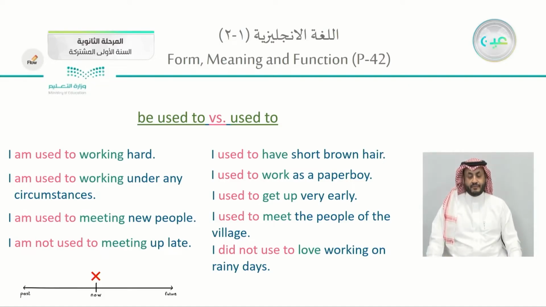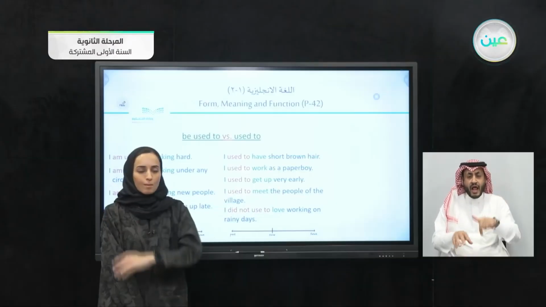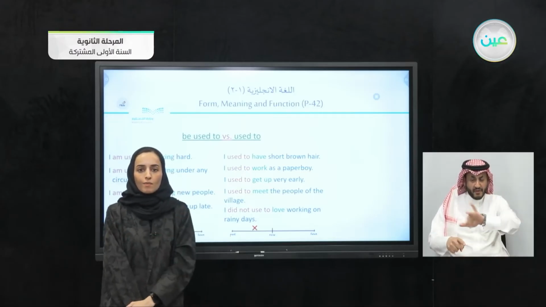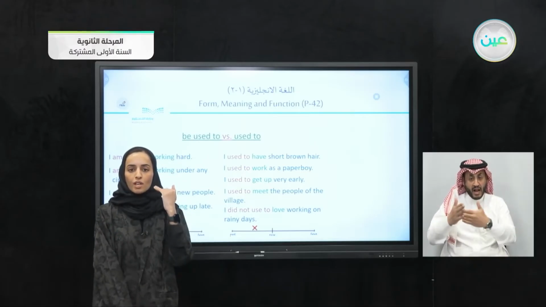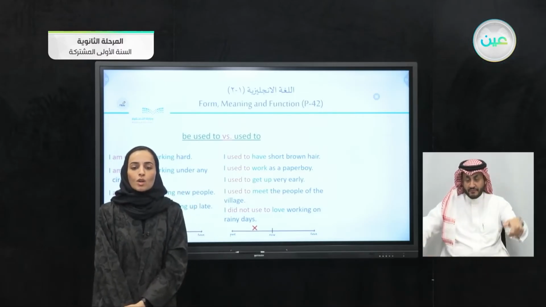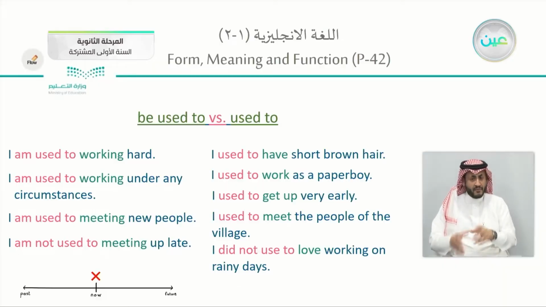When we are using used to, we are actually speaking about actions that happened in the past. So it happened and it is all done. I used to have short hair. Nowadays, my hair is long. So used to is about a state or a habit that happened in the past, no longer happening now.